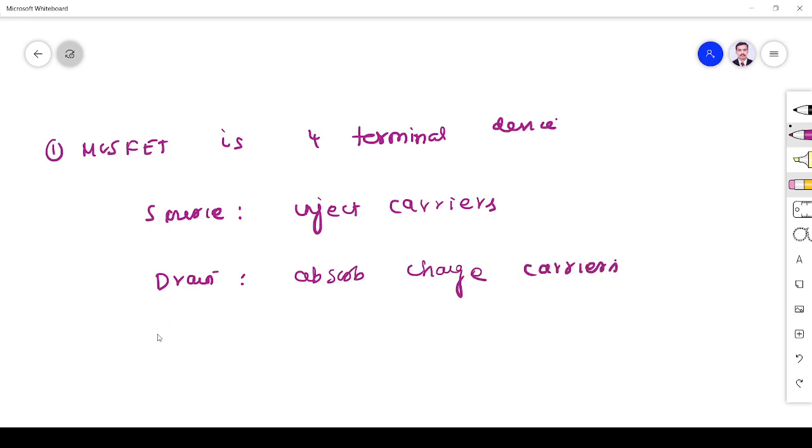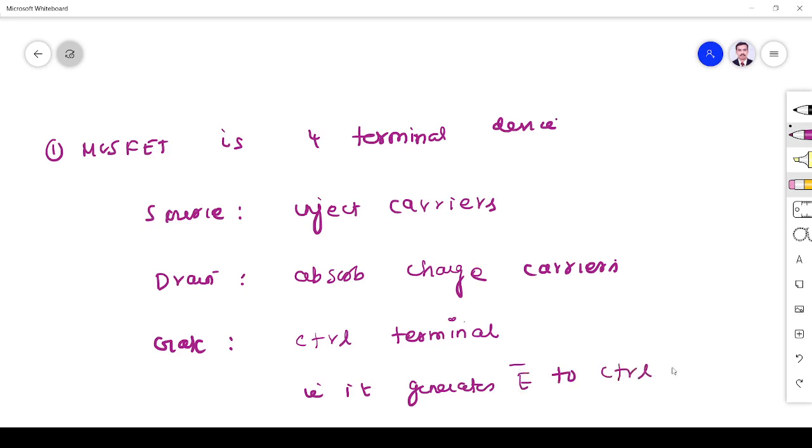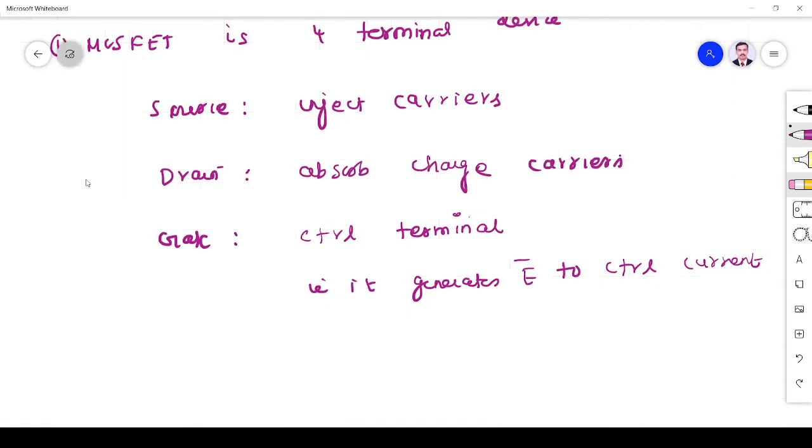And third terminal is gate terminal. It is a controlled terminal. Let us see what it will do in the structure in detail. It generates an electric field to control current flow. In a MOSFET, current flows between source and drain. That is the important point. Those are all the points we have to know.